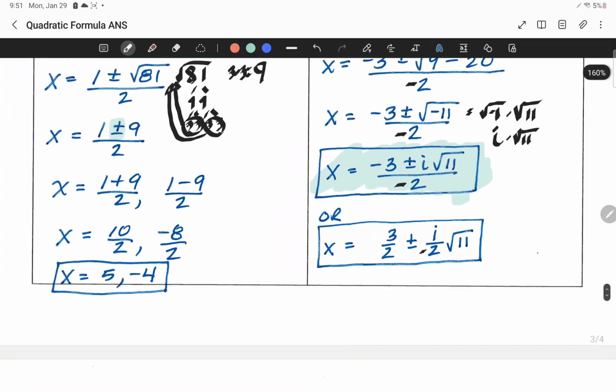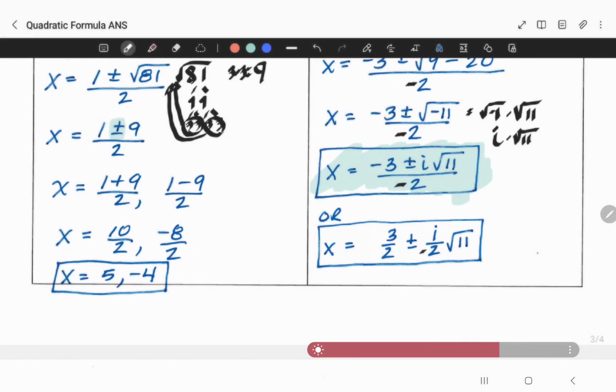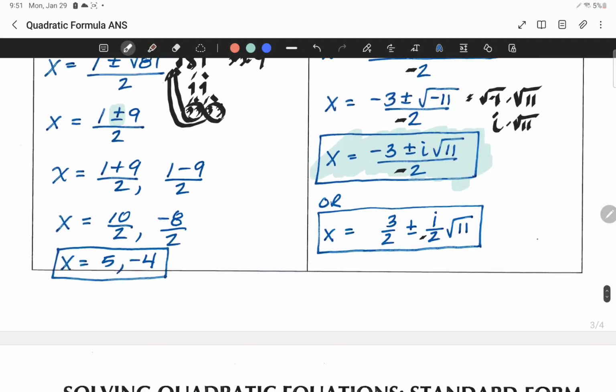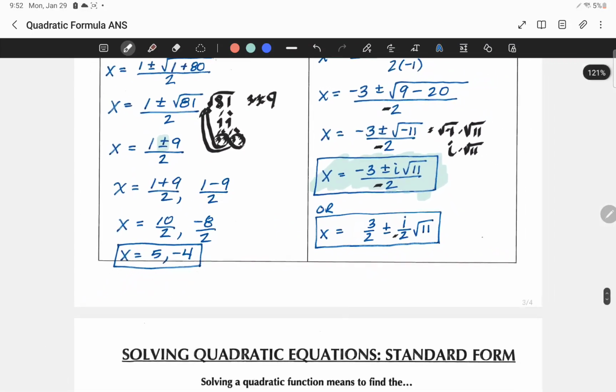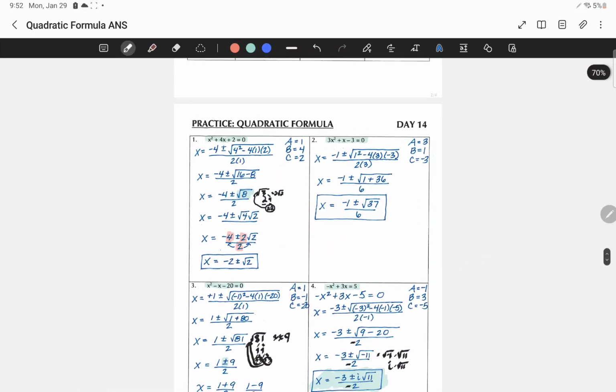Now, it looks ugly. I don't like how that one looks, so I would just recommend you guys just leave it like the other way. I don't know if they're going to ask you to do that in college, to go ahead and simplify them even further. But for this class, I just want you guys to leave it as the top one. That would be fine with me. And yeah, that's going to be how you're going to be doing the quadratic formula.